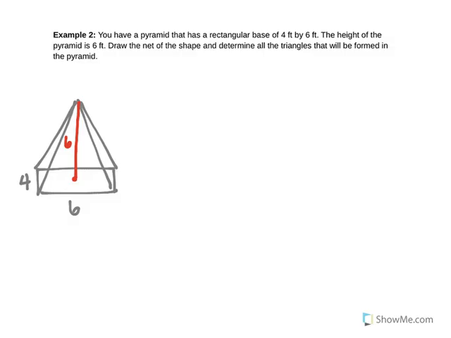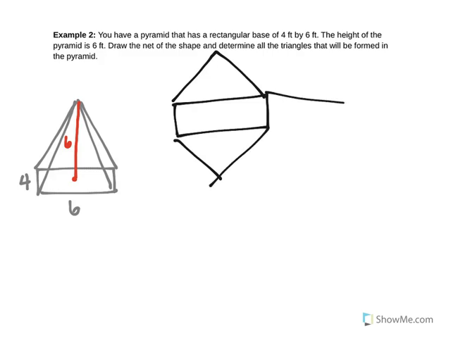We're going to draw a net of this. So the net would make a rectangle, and then it's going to have two triangles that look like this, and then two skinnier triangles that look like this. So this question tells us to draw the net of the shape and determine all the types of triangles that are formed in this pyramid. So first off, we're going to write in what we know. So we know that this is 6, this is 6, this is 4, and this is 4.